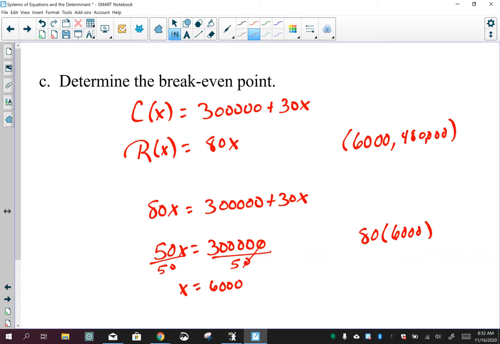I have to sell 6,000 shoes to get back $480,000 just so I can start to make money. Okay. So that's going to be my break-even point for this, and this is what that means. I have to sell 6,000 shoes and create $480,000 before I'll start making any money.